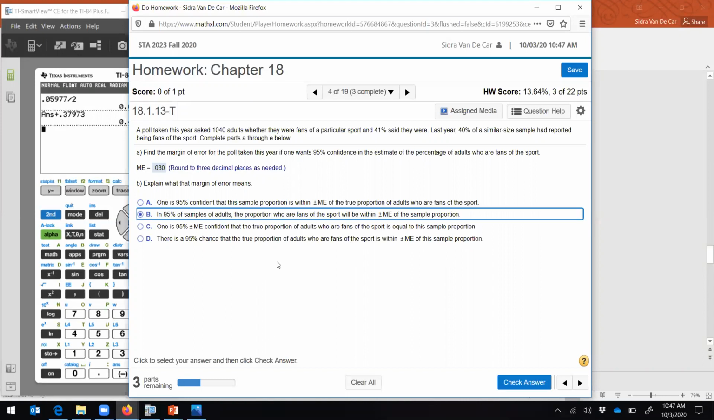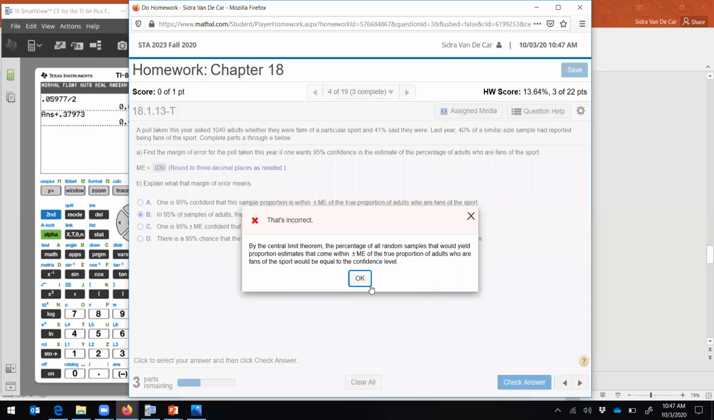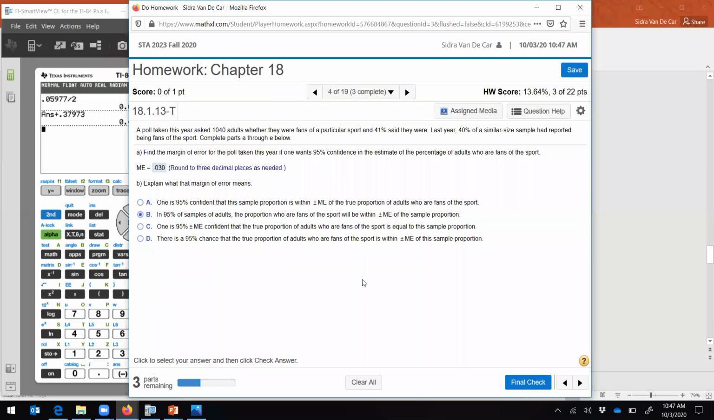And 95% of samples of adults. So if we were to run this 100 times, we would expect 95% of the samples to be within one margin of error of the sample proportion. Okay, so I thought we were not making a statement about samples, but I didn't see another correct one here. So let me read it again and see what I missed.